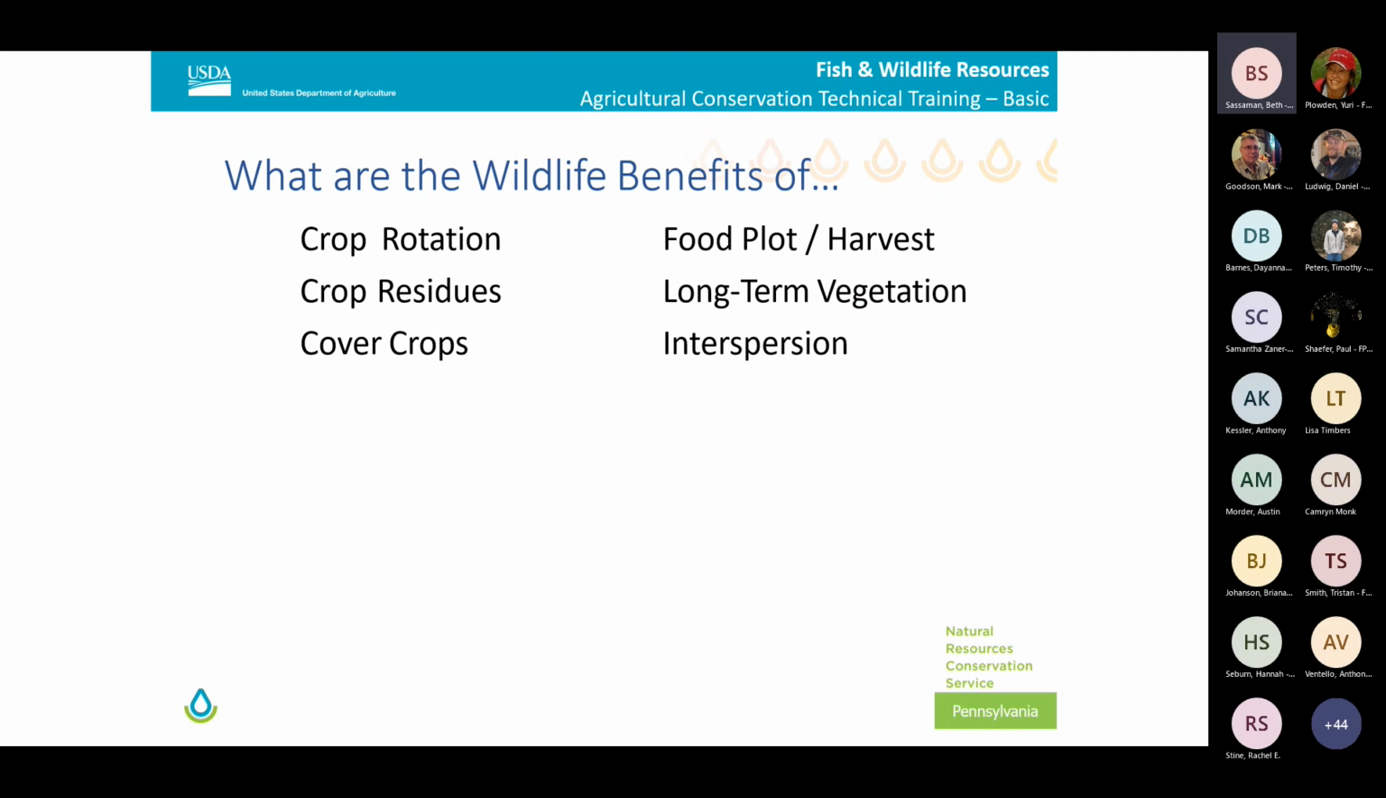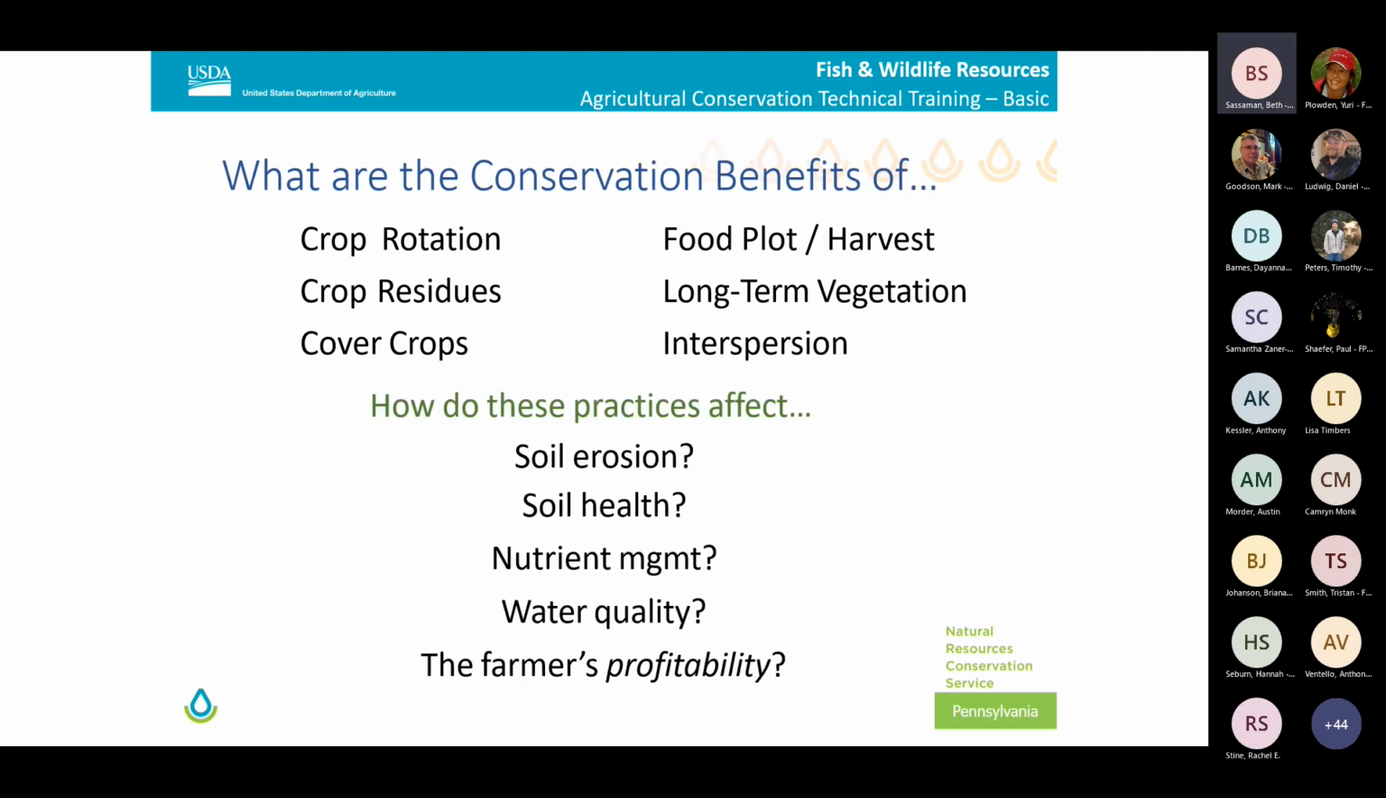So these are the practices that we really look at for wildlife benefits, and they also are affecting other things. So we're planning crop rotation anyway for soil erosion and soil health. We're leaving residues for the same thing, and nutrient management. We're also looking to affect water quality. So these resource concerns are often things that we think about and we talk to farmers about all the time. So wildlife fits right in there because it's not a new and different thing. It really is integrated into this whole system.